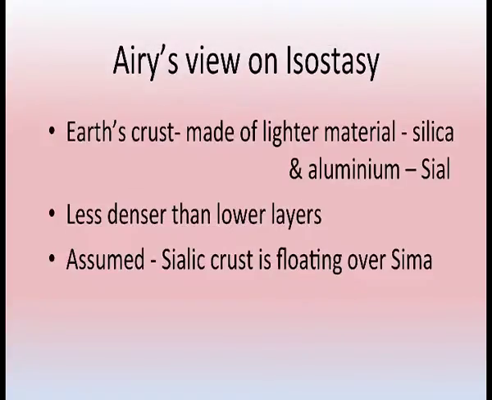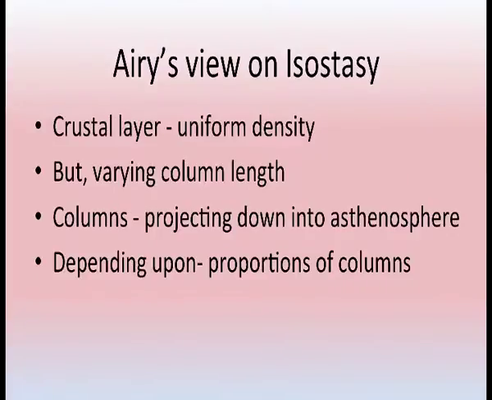According to Airy, Earth's crust is made up of lighter material of silica and aluminium, which is known as Sial. We have already discussed in previous sessions. Then the lesser dense layer is floating on the denser material, that is Sima. So, it assumed that Sialic crust is floating over Sima. The crustal layer or the Sialic layer has uniform density. This was assumed by Airy, but there is varying depth of column length. The columns are projecting down into asthenosphere depending upon the proportion of the columns.